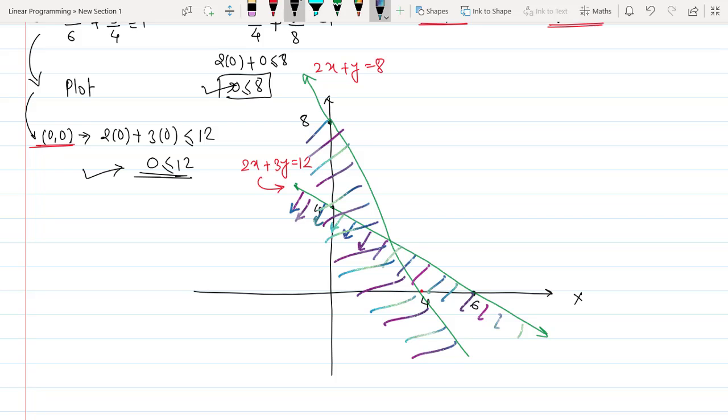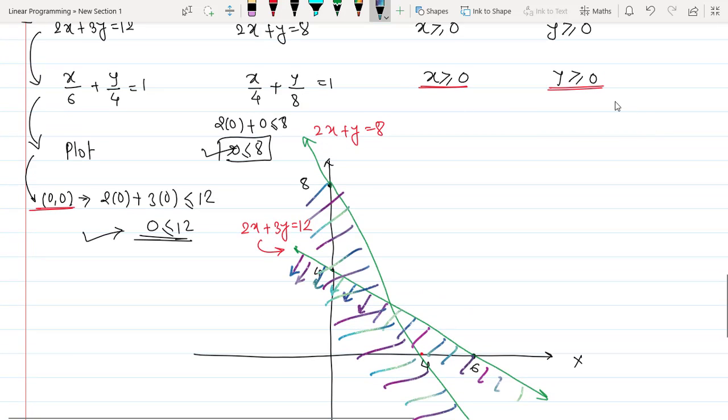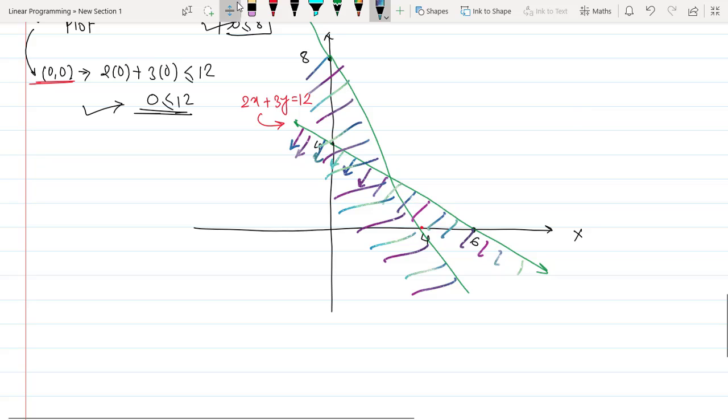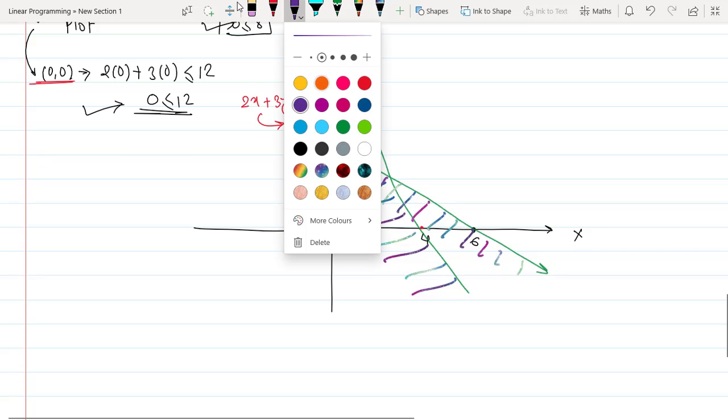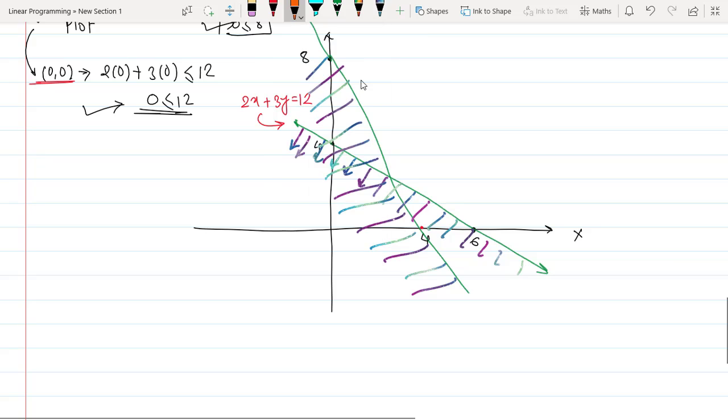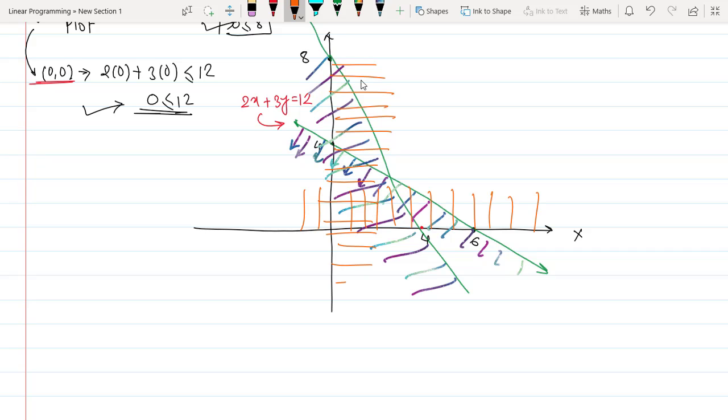The next constraint is that x and y both are positive. So for them this will be the solution set. Let's have some different color. Okay, let's take orange. This is what we get as the solution set for all of these four.